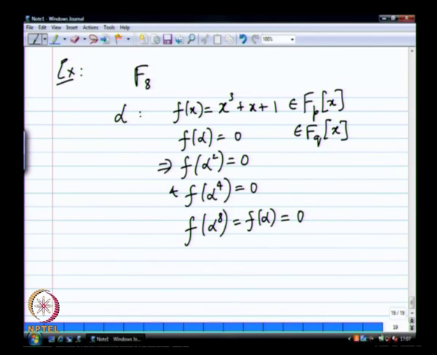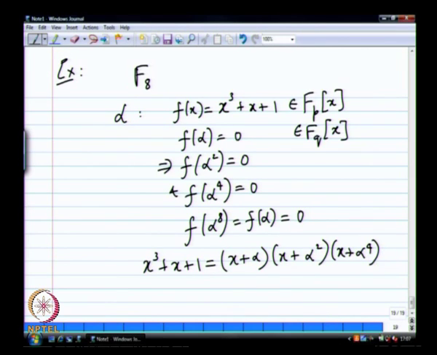So what should happen? Since f(alpha) is 0, x plus alpha should divide x^3 plus x plus 1. So x plus alpha^2 will also divide x^3 plus x plus 1, and x plus alpha^4 will also divide x^3 plus x plus 1. So what should definitely have happened? x^3 plus x plus 1 should definitely be x plus alpha times, well should I say minus alpha or plus alpha? I am doing F8 now. In general it is minus, I agree, but this is F8, so minus is the same as plus. So x plus alpha times x plus alpha^2 times x plus alpha^4. This has to be true.